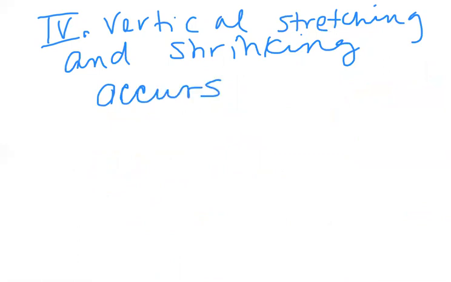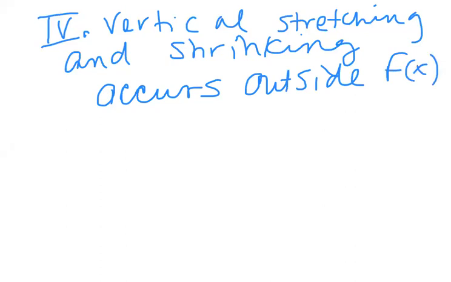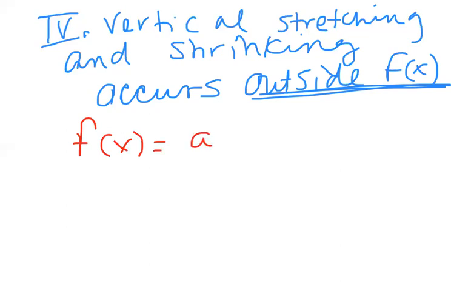Now, this one right here occurs outside f of x. It occurs outside the function. And guys, what in the world am I talking about? The leading coefficient. This is what we're going to be looking at. So if you have a function such as f of x is equal to a times x squared, this leading value right here determines whether or not the function or the graph is going to stretch vertically or shrink vertically.